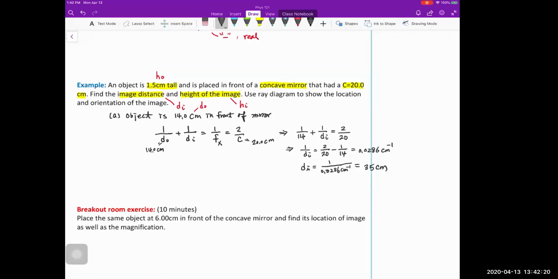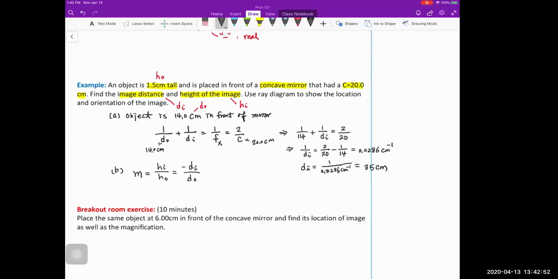Now, the second thing we want to find out is the orientation. We want to find the height of the image. So what is the height of the image? The height of the image you can base on this M. This is the lateral magnification. That is equal to height of the image over height of the object. This is also equal to negative of DI over DO.